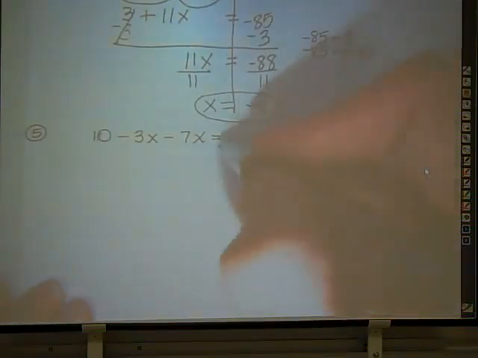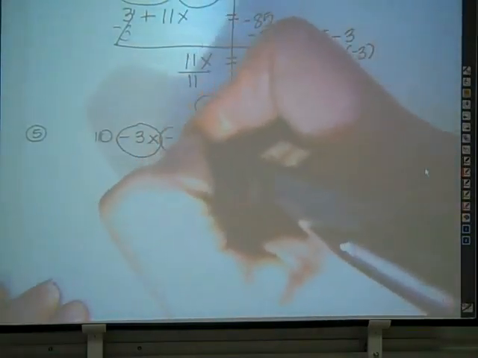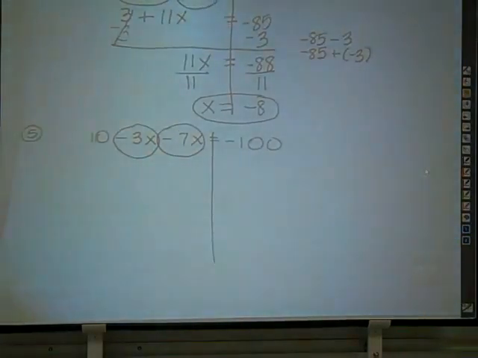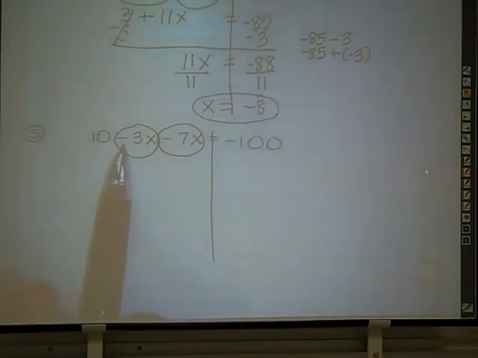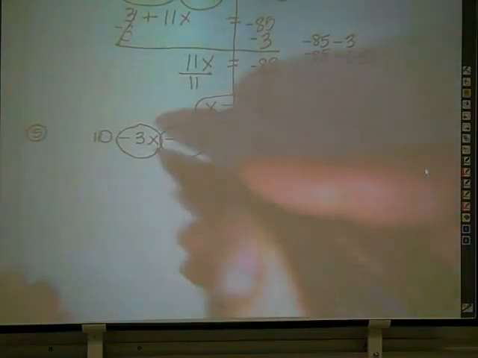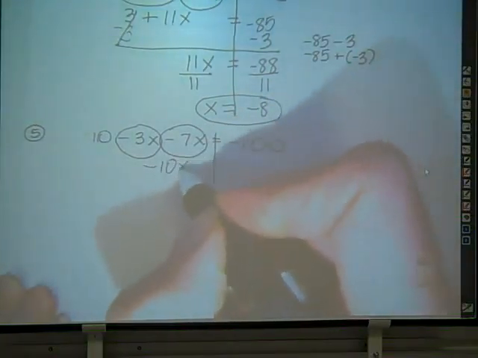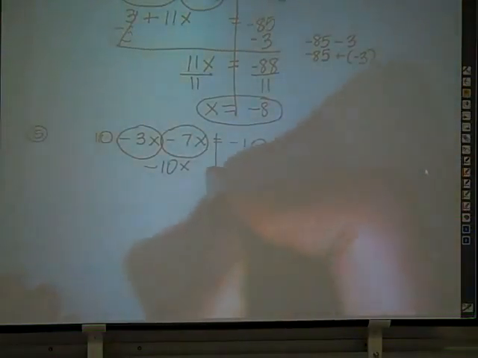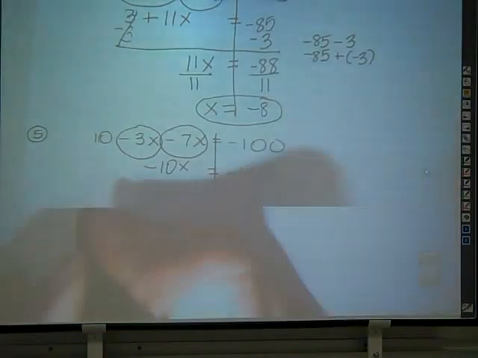Number 5. Circle your like terms. Make sure that you include the negative signs with both of those x's. Now, negative 3 plus negative 7. That gives you negative 10x. Once again, everything gets rewritten.